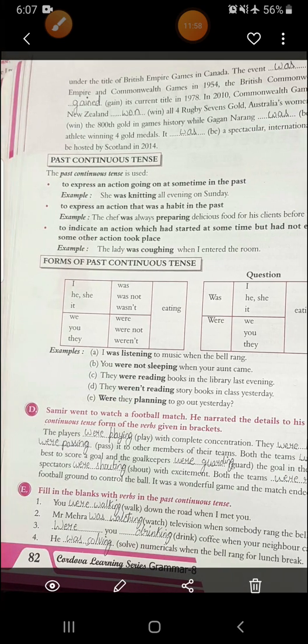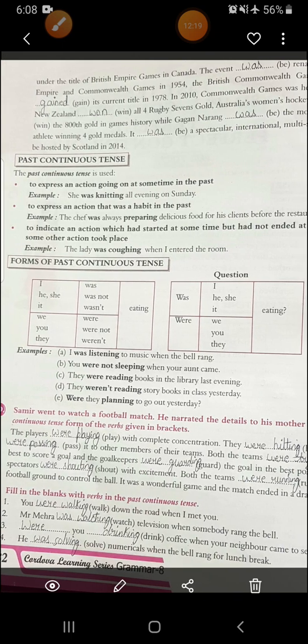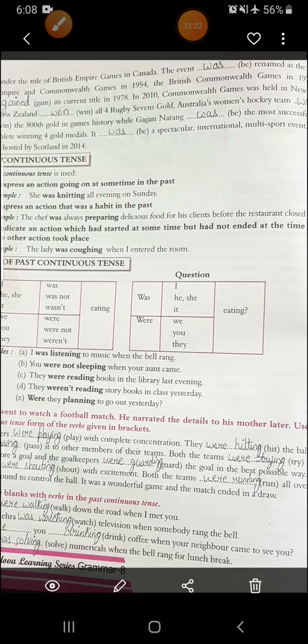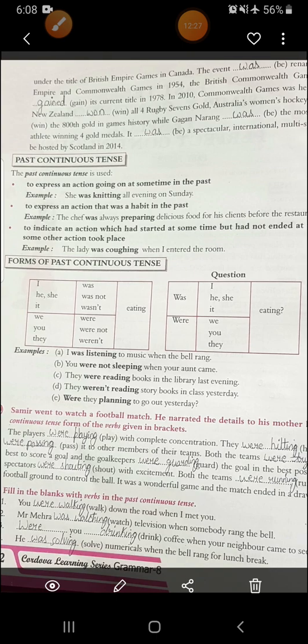Then see the last exercise given on this page, that is exercise E. Again, you have to use the past continuous form of the verbs. See the first one: you were walking down the road when I met you. Then see the second, Mr. Mehta was watching, singular. Mr. Mehta was watching television when somebody rang the bell. Then see the third one: were you drinking coffee when your neighbors came to see you? Then the last one: he was solving numericals when the bell rang for lunch break. Alright.